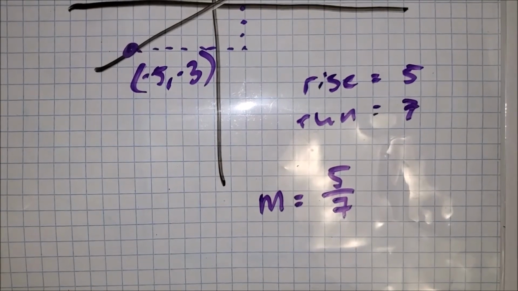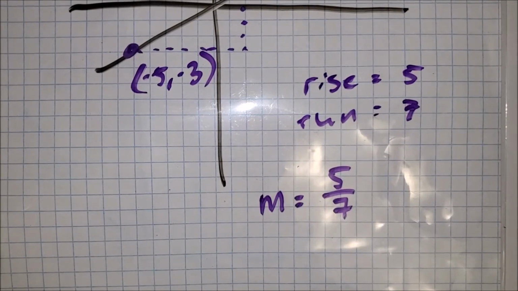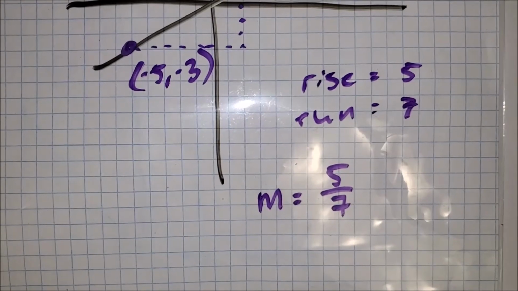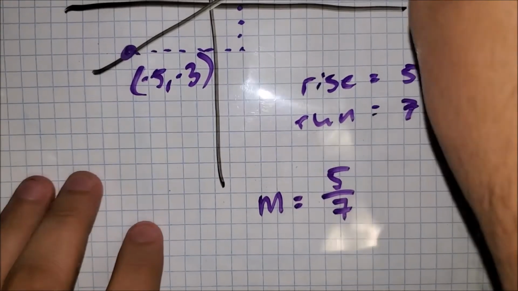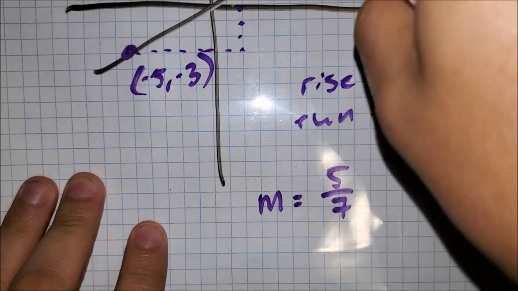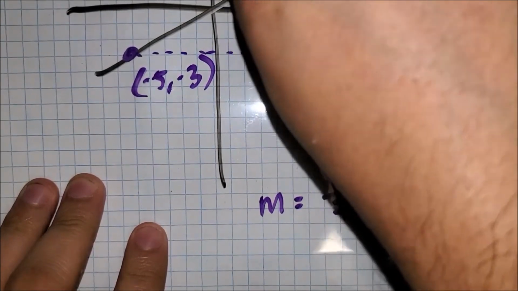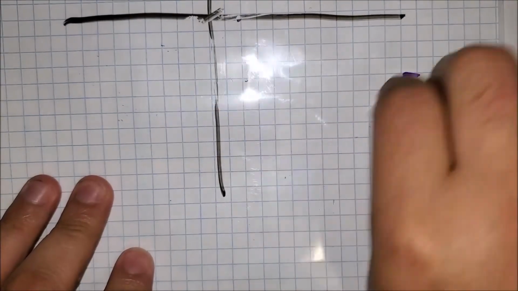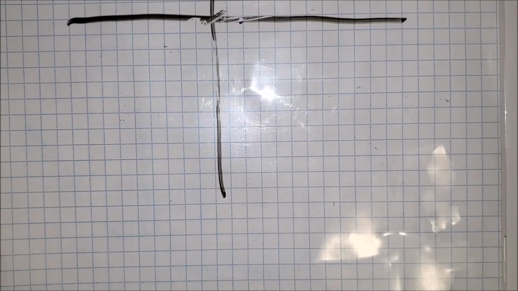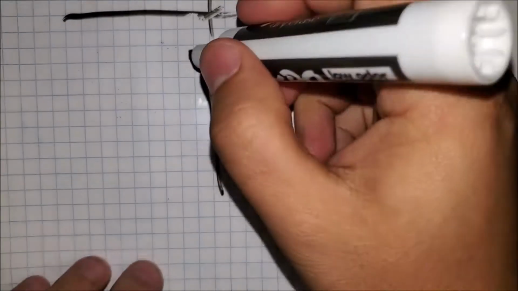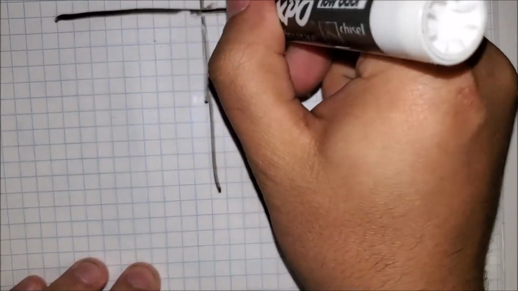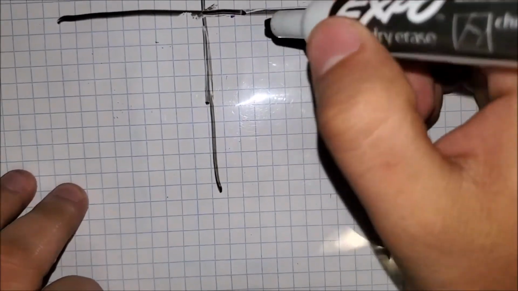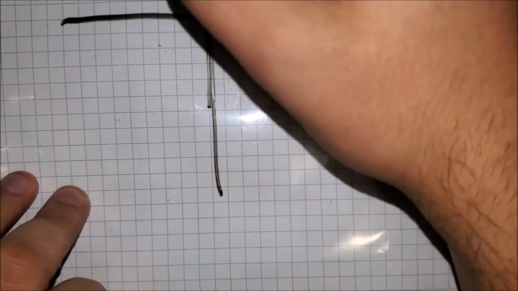Now suppose that our line were to go down instead of up. So let's go ahead and redraw our line in a different direction. Let's take out this here. Fix our graph. So suppose that it went this way.